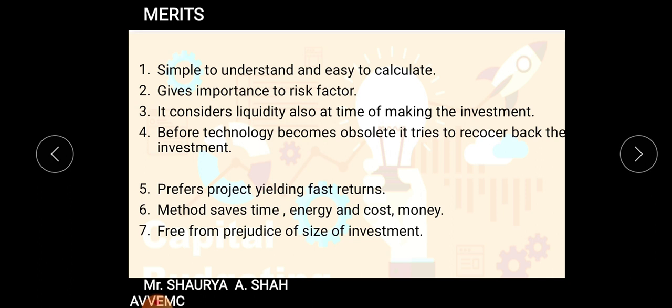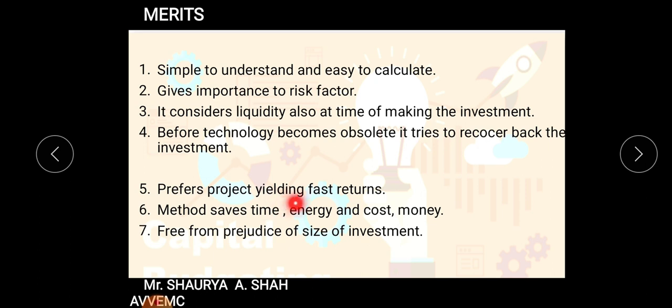The next is, before technology becomes obsolete, it tries to recover back the investment, right? Continuously, you are knowing, in the fast changing technology period, before the technology becomes obsolete, it is very much necessary to receive back your investment, because once you have installed the project, it is in lakhs and crores of rupees, students, right? So once the technology is outdated, your entire project is gone and your money becomes zero. So before it becomes obsolete, it tries to recover back the investment. How? It selects the project with the shortest time period.